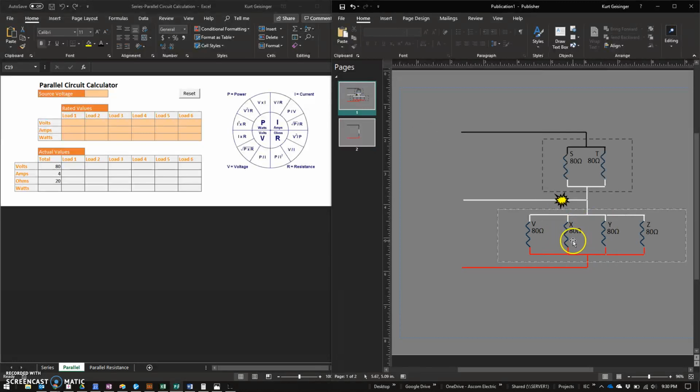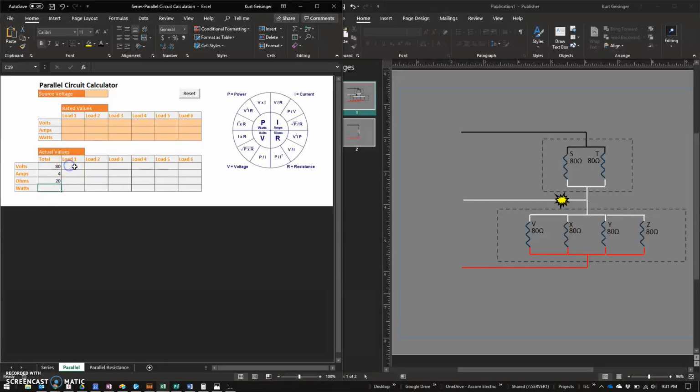So let's think back to our parallel circuit rules. Can we do anything? Do we know anything? We could find watts using Ohm's law, but that doesn't really help us here, so we won't do that. However, we know that voltage is equal everywhere in a parallel circuit. So we can now enter and carry over this 80 volts to all 4 circuits. Okay.